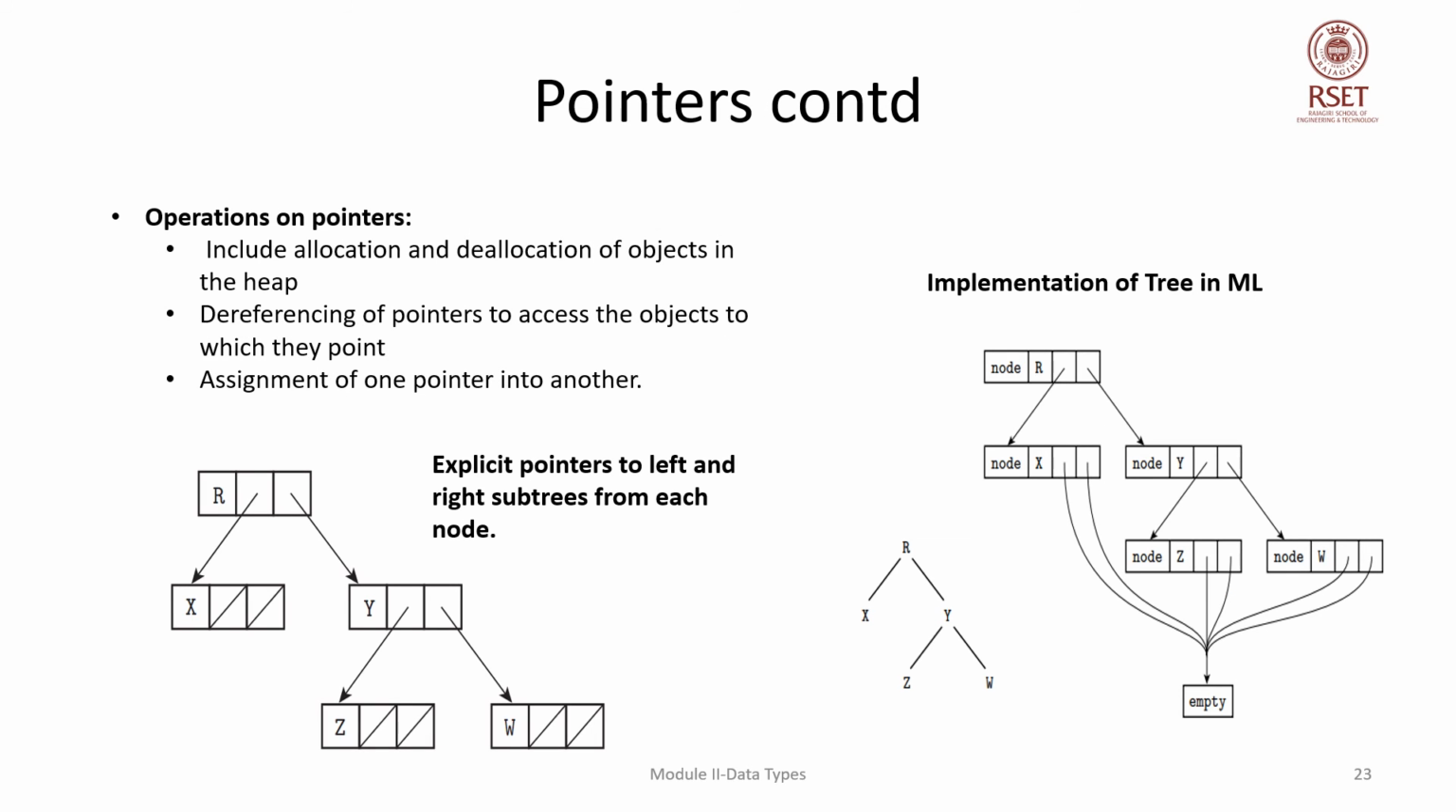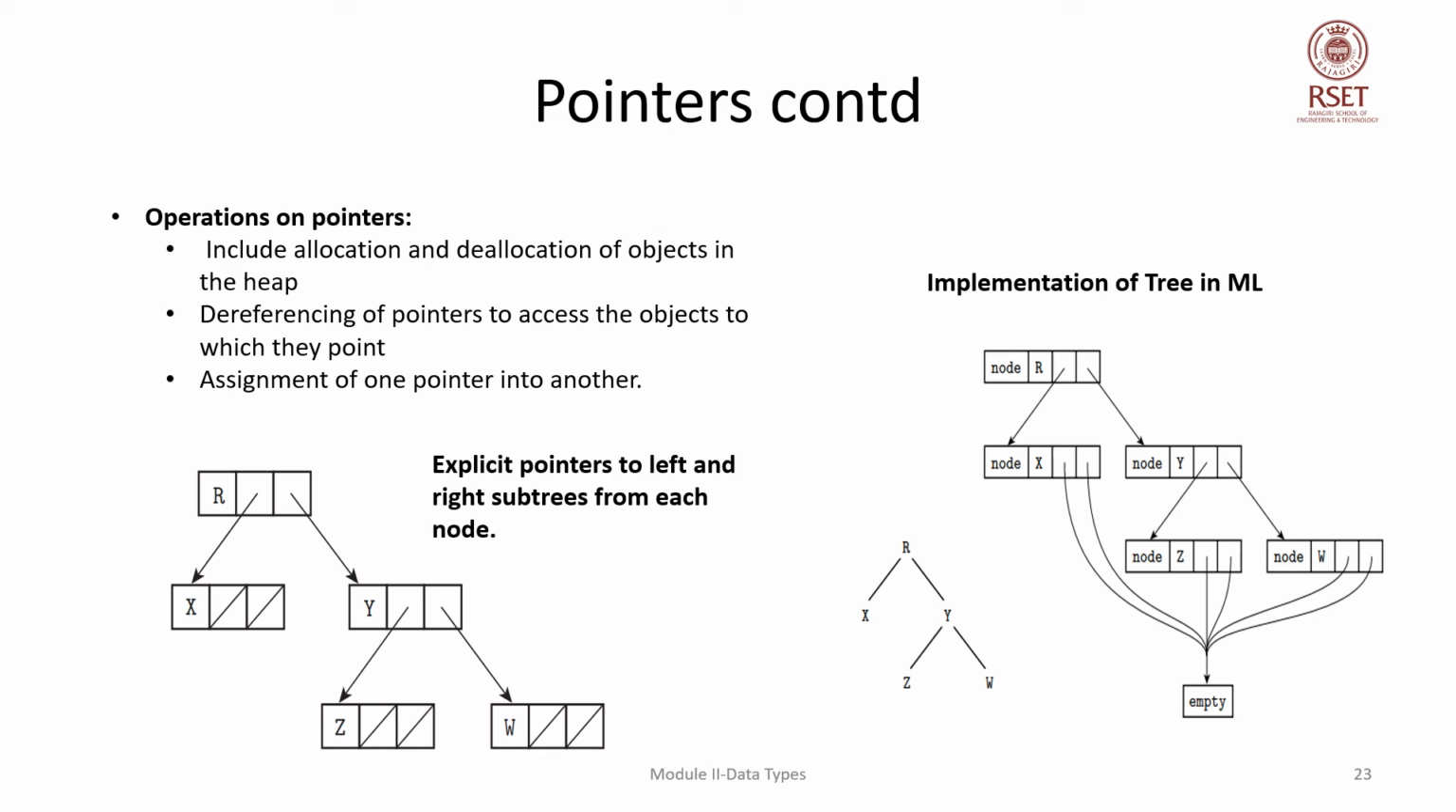Operations on pointers. The first operation on pointer is allocation and deallocation of objects in the heap, and the second one is dereferencing of pointers to access the actual object which they point to, and the third one is assignment of one pointer into another provided they are compatible.